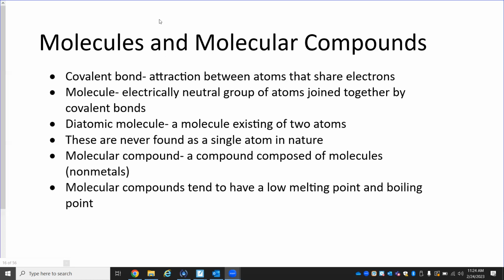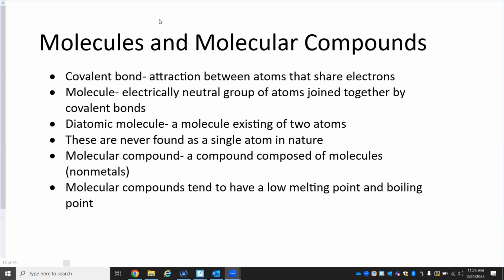These are going to make up a molecule. A molecule is an electrically neutral group of atoms that are held together with those covalent bonds. So by sharing electrons, we do have some substances that are considered diatomic molecules. These are molecules that are made up of two atoms. So di means two.